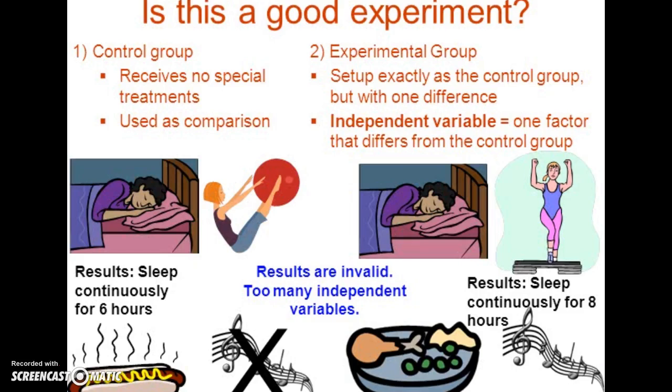Perhaps the meals that you're eating are allowing you to have a better night's sleep. Maybe you're just more tired because the exercise is more strenuous, and that's why you slept a total of 8 hours. Maybe you slept longer, and music had nothing to do with it. So this is why a good experiment only has one independent variable.